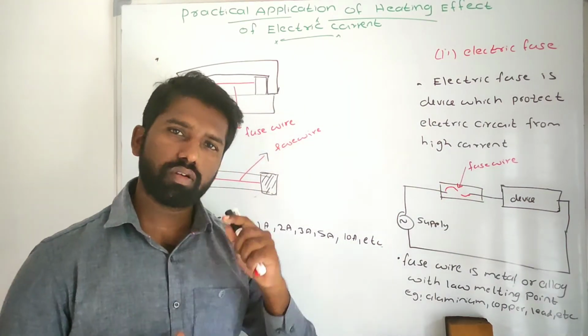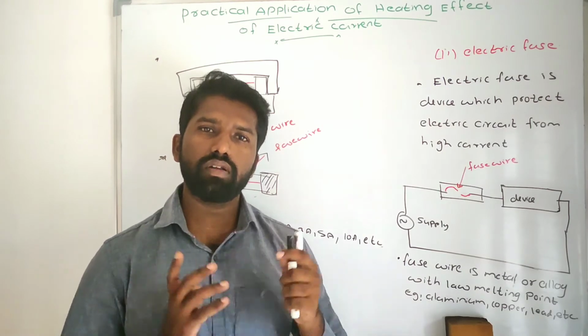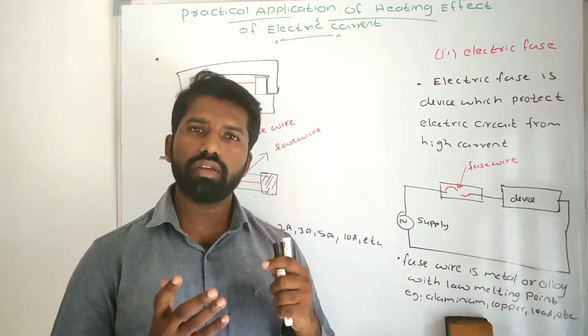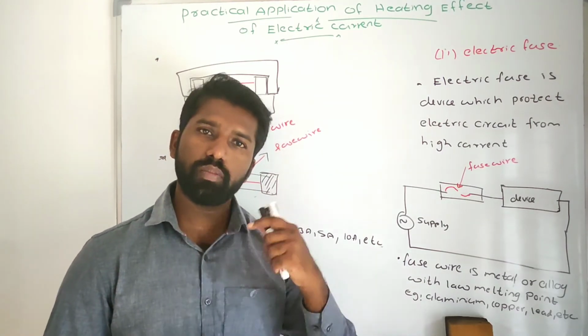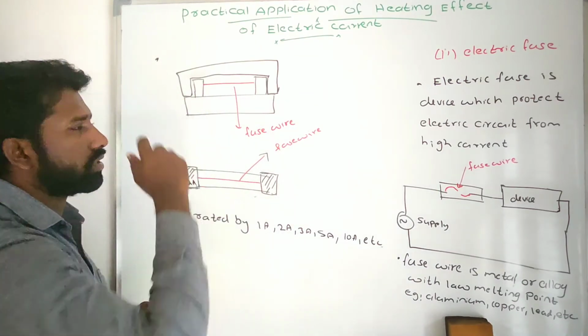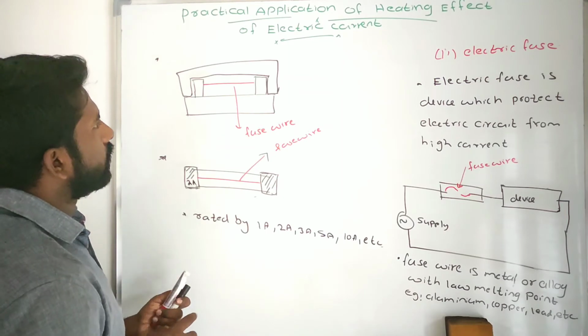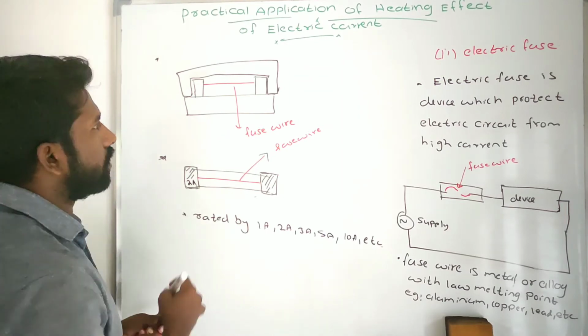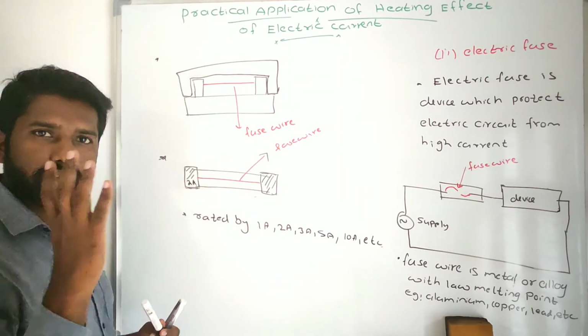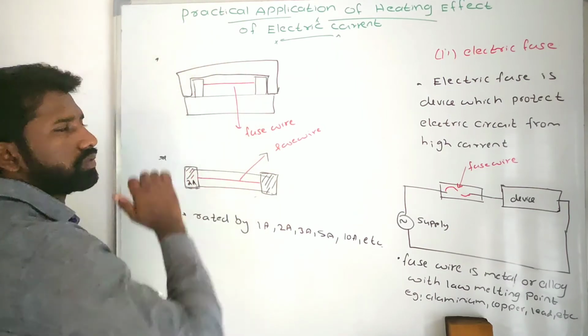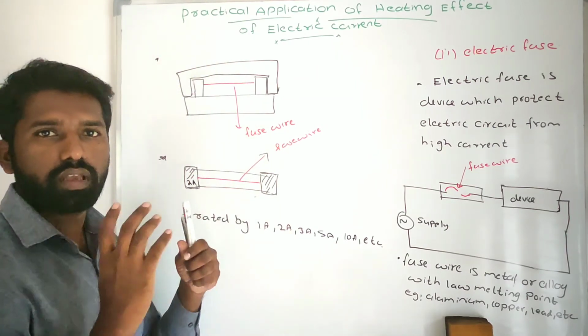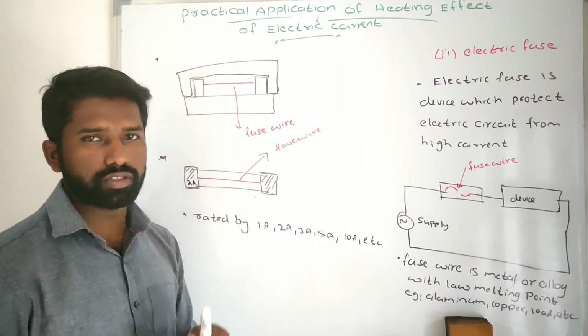This fuse is a very common device used in all electric circuits, even in your home. You may have noticed a structure like this one. This red colored one is a fuse wire. If high current flows through it, it will open and the devices in the home will be protected.